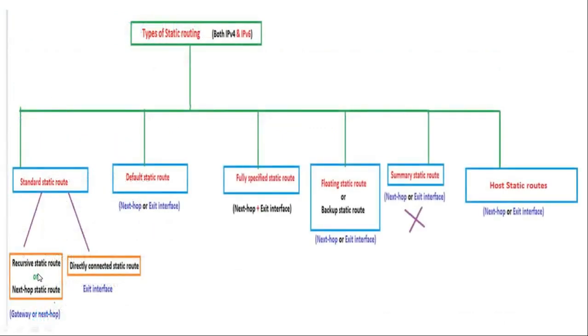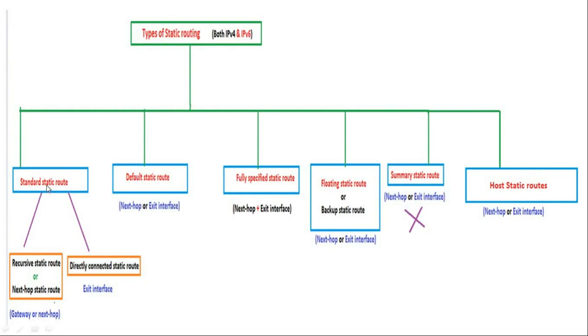Now we are going to see the brief view of all the static routes. Very important diagram. I summarized and designed it like this. If you know this diagram, you know this chapter, and everything feels easier. Types of static routing. I told you static routing supports both IPv4 as well as IPv6. It means you can configure for IPv4 networks as well as IPv6 networks. So the types of static routing are classified broadly into six types.